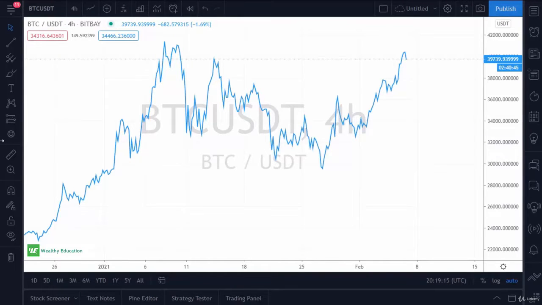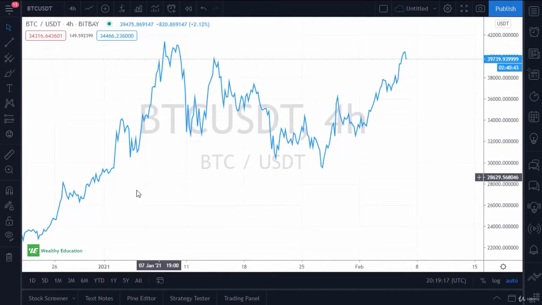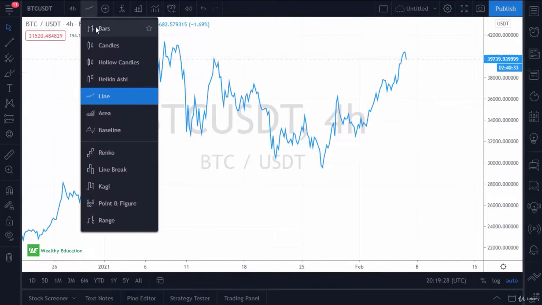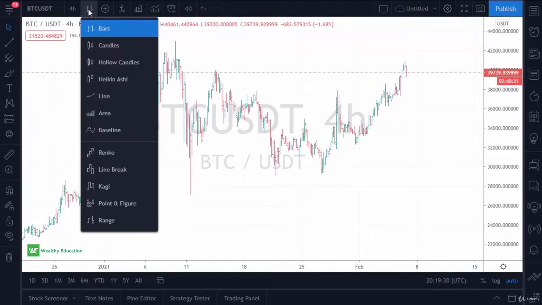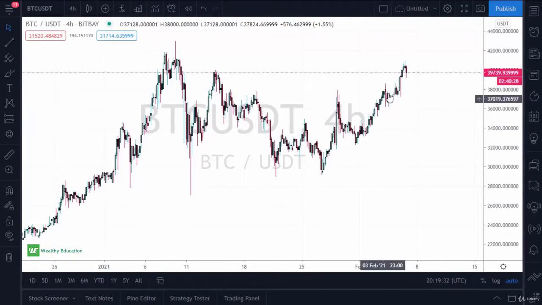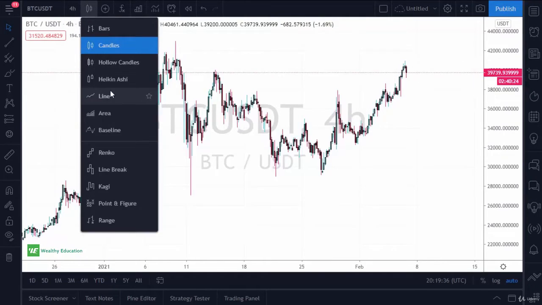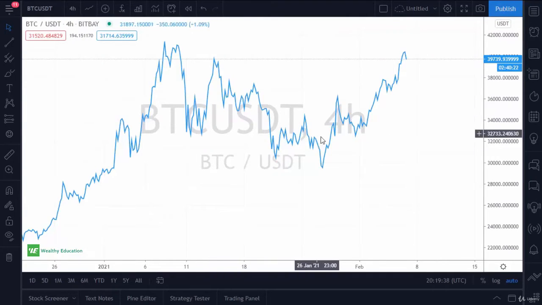So in front of you, I have the platform itself. You can see I have a line chart of Bitcoin US Tether, USDT, 4 hour. So that means every bar or every candlestick is what happens over the course of 4 hours. The line plots the close at the end of each 4 hours, it might be there, or it might be there, up there, etc.